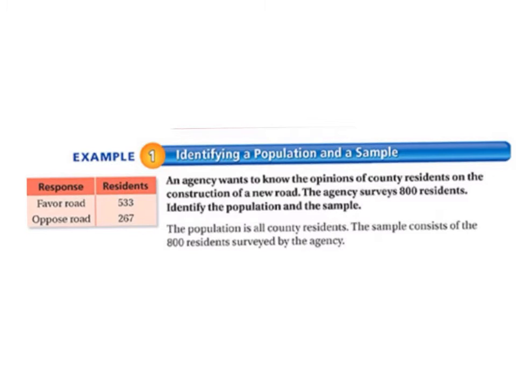So if you look at the chart to the left, you can see that they surveyed 800 residents. And that would be the sample size. And so the county residents, everybody who lives in the county, would be the population.